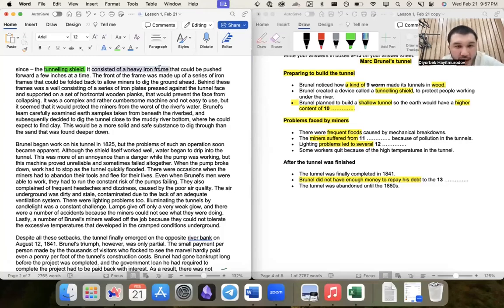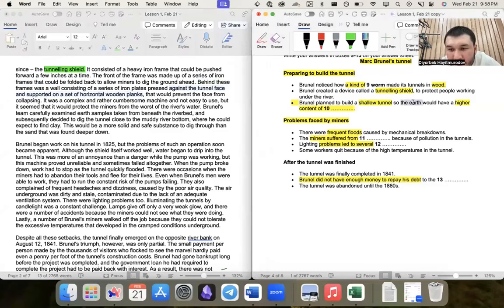It consists of a heavy iron frame. Frame gavdasi irondan bo'lgan ekan, ya'ni iron temir. That could be pushed forward a few inches at a time. Faqat tepaga misol uchun ko'tarsangiz bo'ladi har safar. The front of the frame was made up of a series of iron frames that could be folded back to allow miners to dig the ground ahead. You understand how they're explaining how this machine was tunneling shield, how it worked. Behind these frames was a wall consisting of a series of iron plates pressed against the tunnel face and support a set of horizontal wood planks.